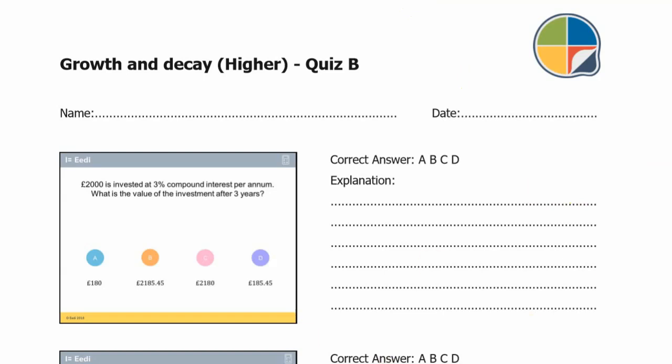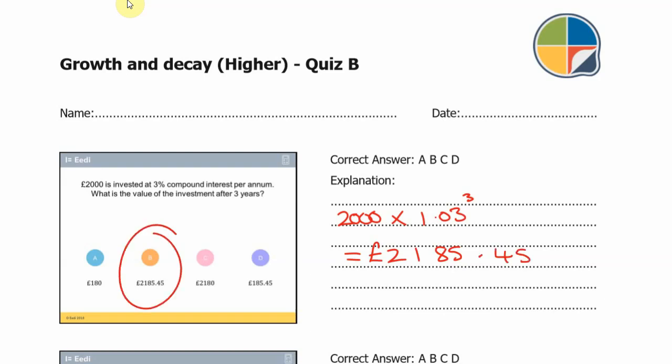So this first question we did fine, so I'm not going to labour on it too much, but I do just want to go through it. Our starting point is 2000. It's a 3% increase, so we wanted to have 1.03, and it's for 3 years. So we're going to raise that to the power of 3. We just want to type that into our calculator. And we're going to get £2,185, and I'm rounding this to 2 decimal places because that is what we do with money. So the answer is B.